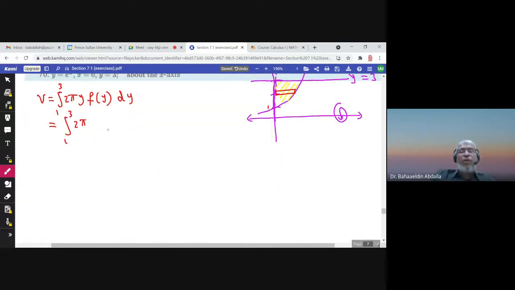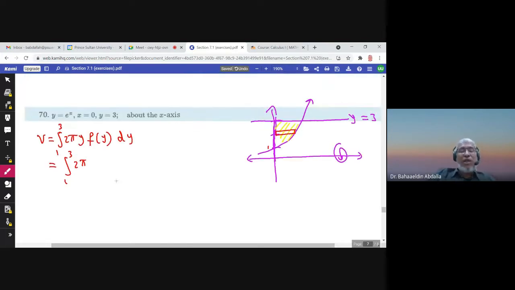So here 2 pi times, well, y is the radius of the cylindrical shell, which is y. This distance is y. And the height of the rectangle would be this curve minus this one. Well, this is x equals 0, and this one I need to solve in terms of x. It is y equals e to the power x. To solve it in terms of x, x would be ln y.